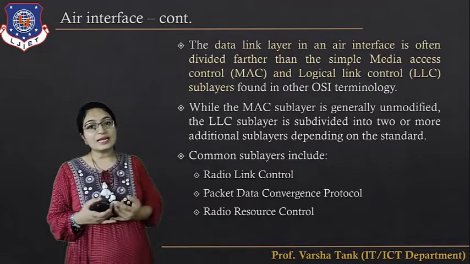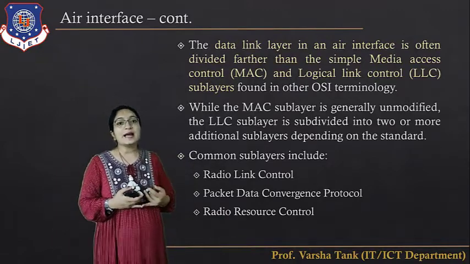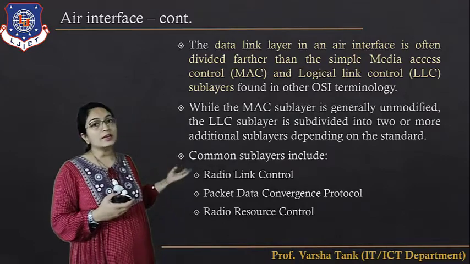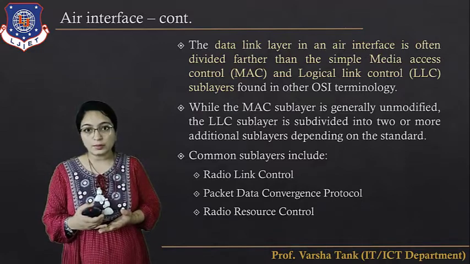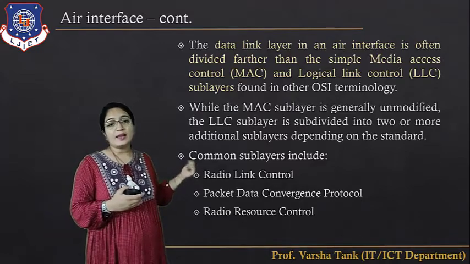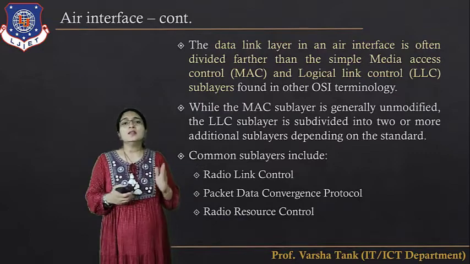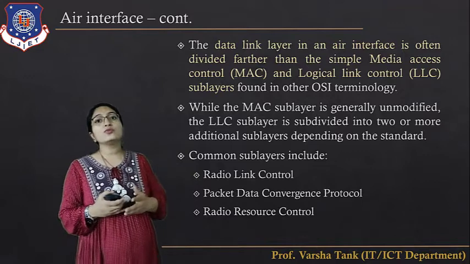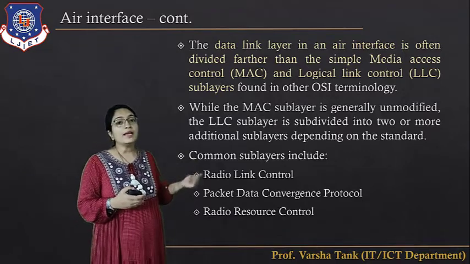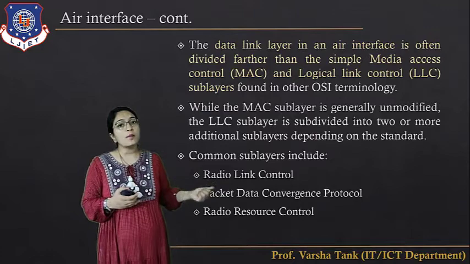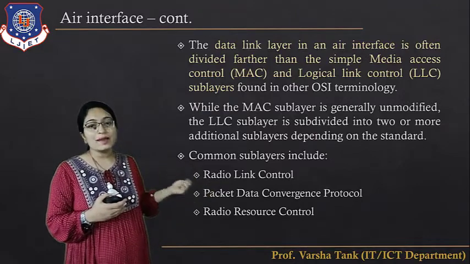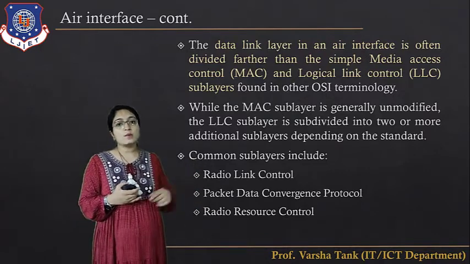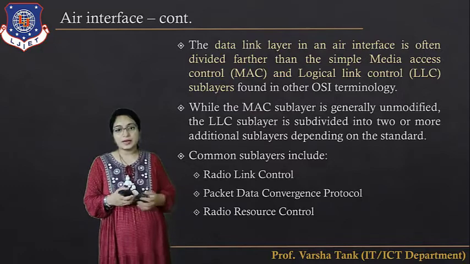Now, next is the data link layer. The data link layer in the air interface is often divided further than the simple media access control and logical link control sublayers found in the OSI terminology. The MAC layer is there and the LLC layer is there. While the MAC sublayer is generally unmodified, the LLC sublayer is subdivided into two or more additional sublayers depending on the standards. The common sublayers include the radio link control, packet data convergence protocol, and radio resource control. So these are the common sublayers included in the data link layer.